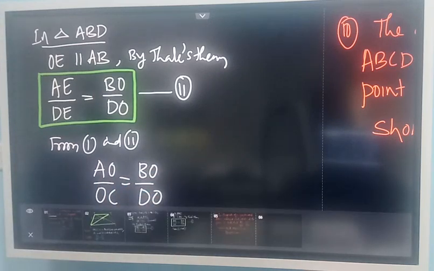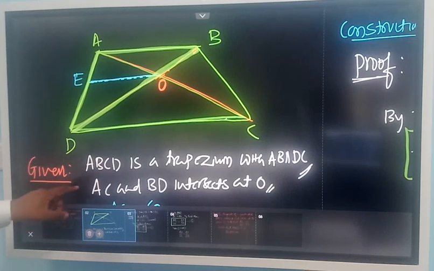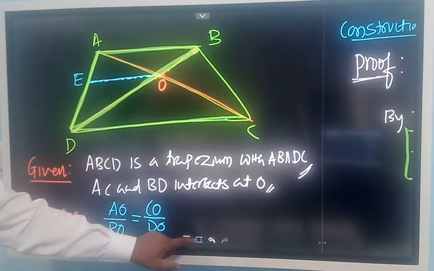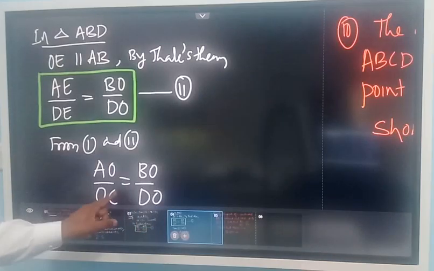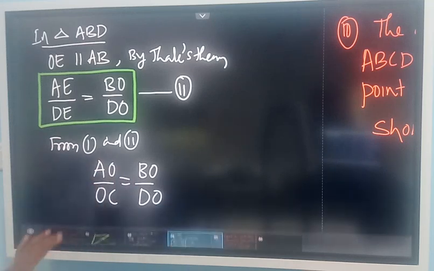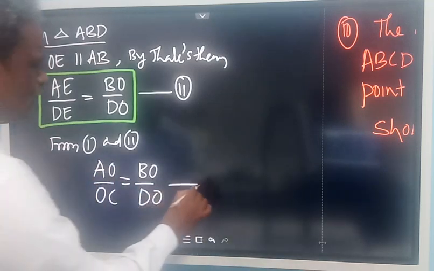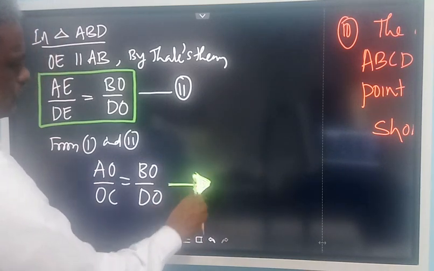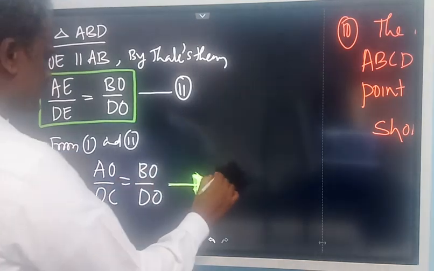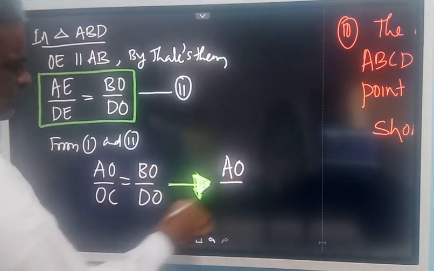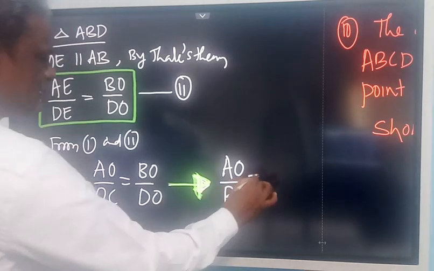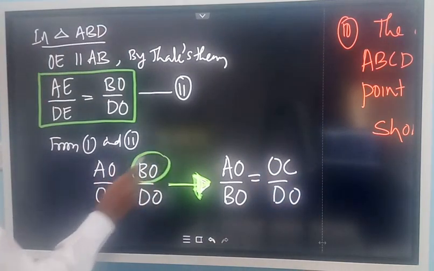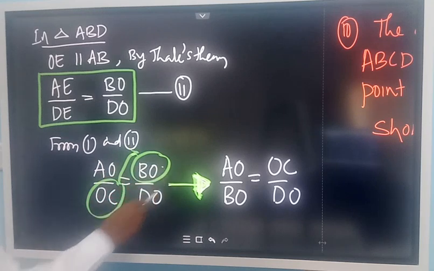Look at this, what we have to prove and what we got. We wanted to prove AO by BO is equal to CO by DO. But what we got here is AO by OC is equal to BO by DO. Some rearrangement is needed. Interchange, that's all. Transfer BO to the denominator on the left and OC to the right, so OC by DO. So we have interchanged these two.